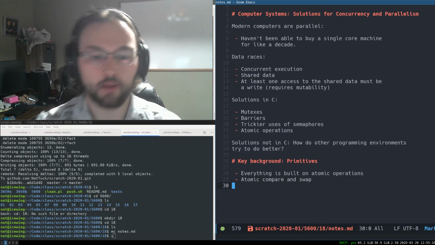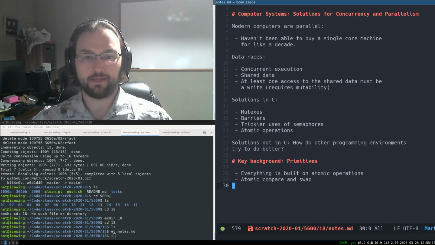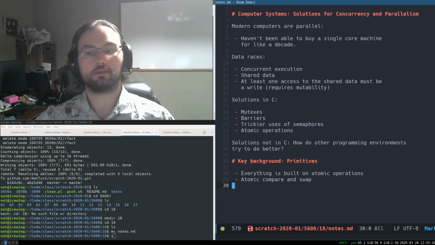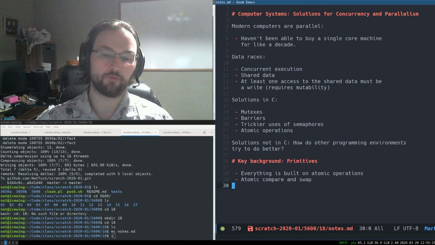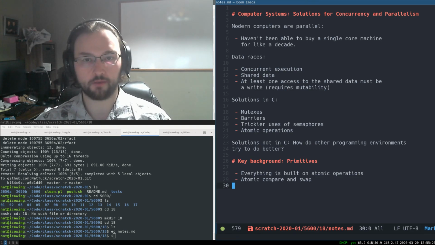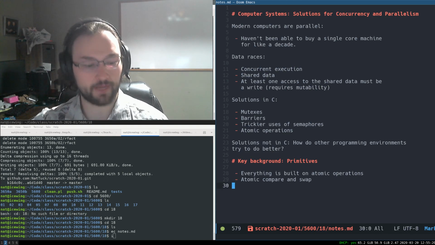Sort of the key one that you want to keep in mind as being a tool that we have is atomic compare and swap. And if we really had to, we could build everything else relatively easily on top of atomic compare and swap. The reason to have other atomic operations is just they might be faster.